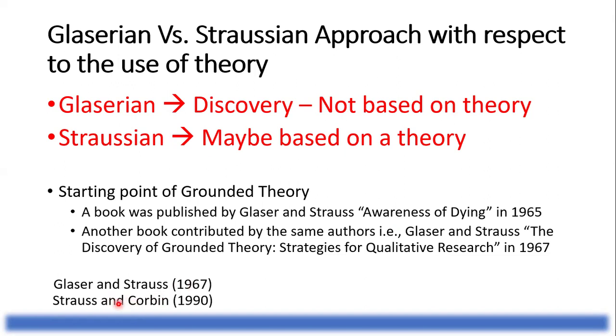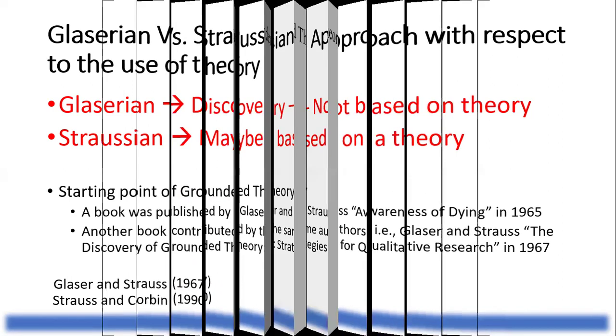Now, the Glaser and Strauss concept started with grounded theory in 1967, and the recent development, which is followed and largely cited in the published literature, is Strauss and Corbin in 1990. This is the last development regarding grounded theory by the original authors of this approach.